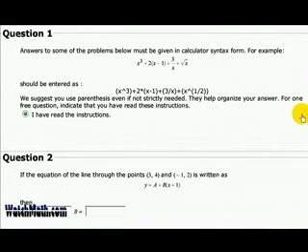Question number 1 is basically just to make sure that you put in the answer in the correct syntax. Okay, so we can go to question number 2.